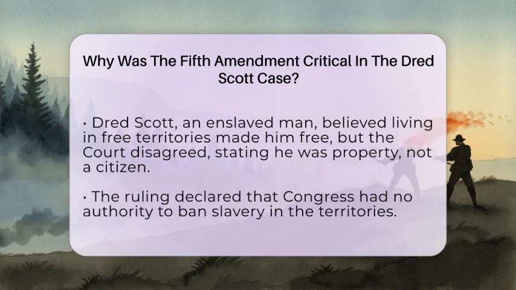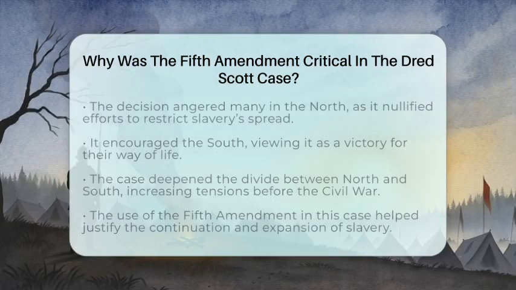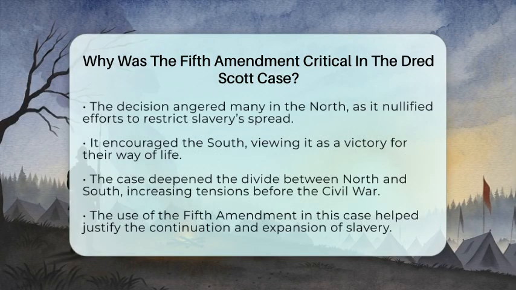This ruling made many in the North furious because it struck down efforts to limit slavery's spread. It also emboldened the South, who saw it as a victory for their way of life. The use of the Fifth Amendment in this case helped deepen the divide between North and South. It made tensions pre-war even worse. The decision showed how the Constitution could be used to defend slavery, which pushed the country closer to war.